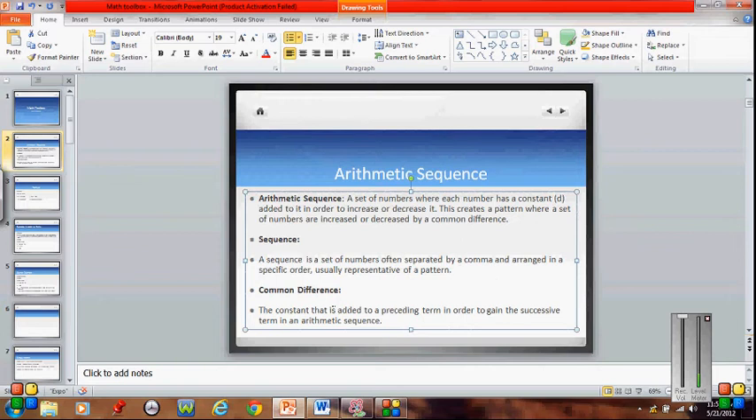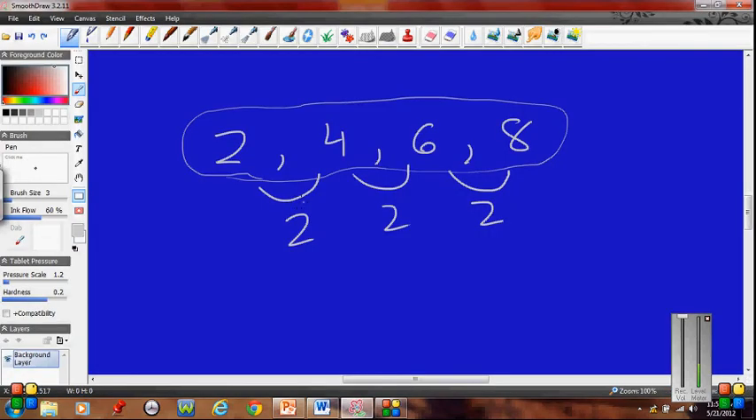And then we have a common difference, which we now know is the constant value. So this value right here is the common difference. It is a value that the numbers increase or decrease by. That's all it is.